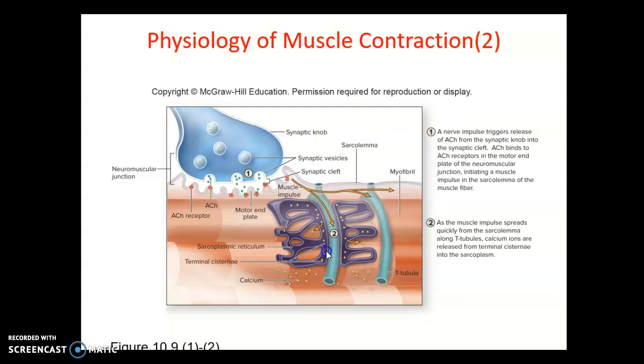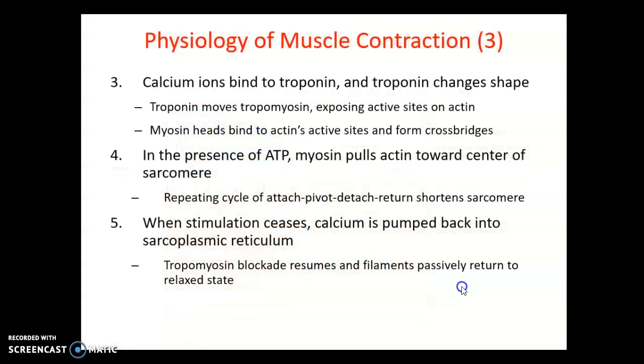As we talked about earlier, calcium has many functions, and here it helps with muscle contraction, as well as voltage-gated calcium channels here that cause the neurotransmitter to be released from the presynaptic neuron. Calcium ions bind to troponin, and troponin changes shape. Troponin moves tropomyosin, exposing active sites on actin. Myosin heads bind to active sites and form cross bridges.